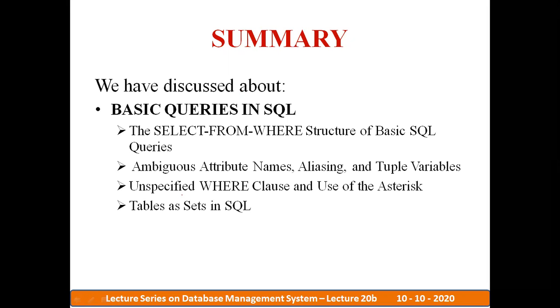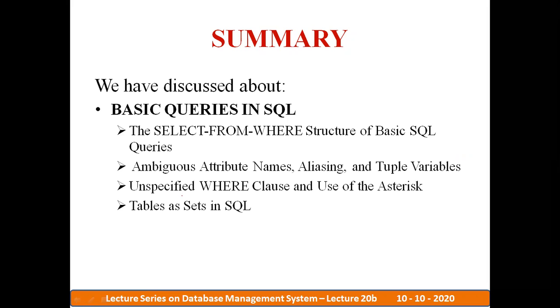To summarize what we have discussed in today's video: the select-from-where structure is used for retrieving data in basic SQL. After the select, I need to specify the attribute list. The from clause takes the table list, whereas the where clause takes the conditions. If there is ambiguity in the attributes, the attribute should be prefixed with the table name. That means we should qualify the attribute.